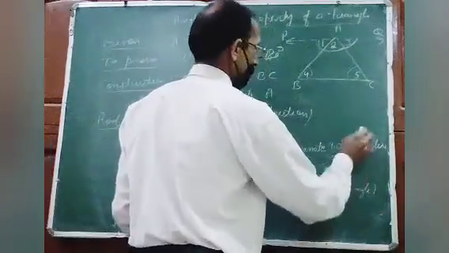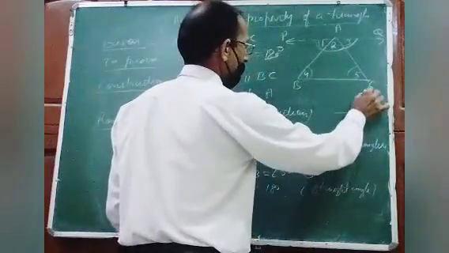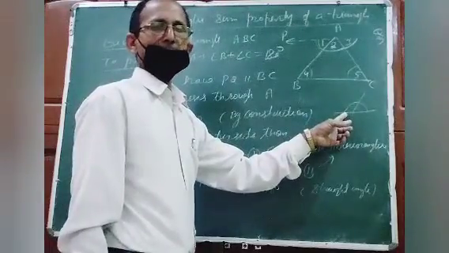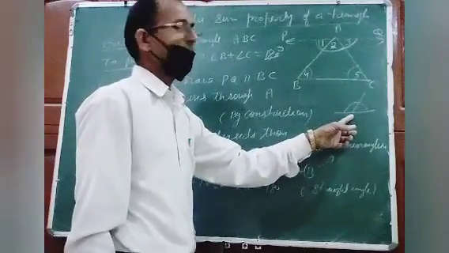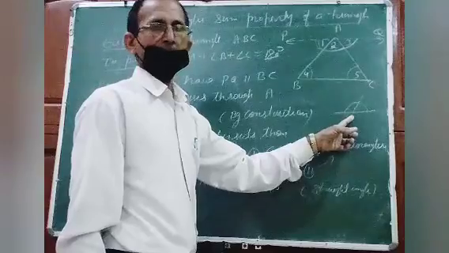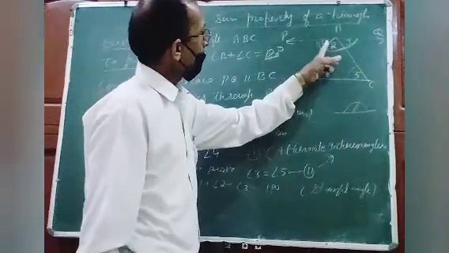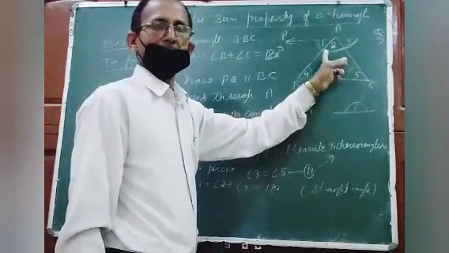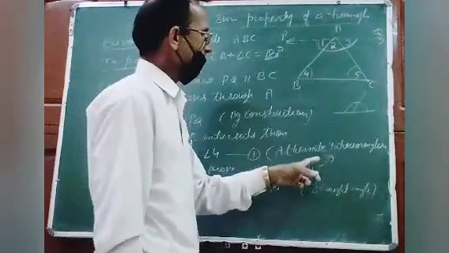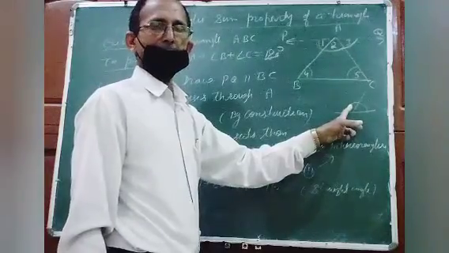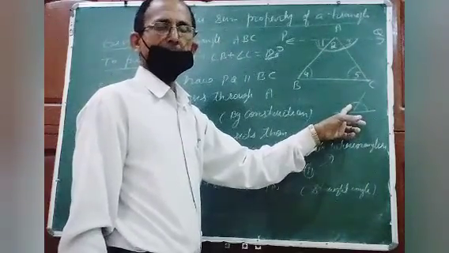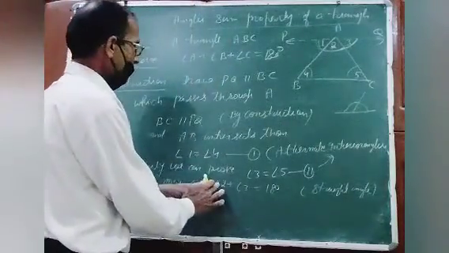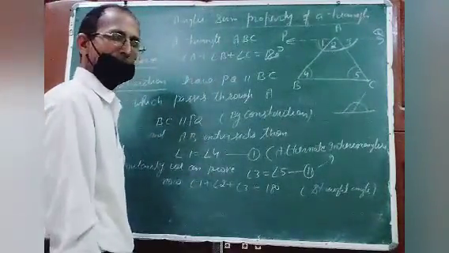Straight angle. Students get confused sometimes. If two adjacent angles make 180 degrees, they are called a linear pair. But these are 3 angles, so we can't call them a linear pair. This is a straight angle. If two adjacent angles are making 180, then we can call them a linear pair. So angle 1 plus angle 2 plus angle 3 is equal to 180 degrees.